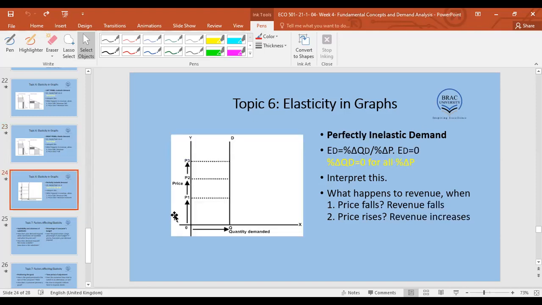This is the demand for insulin. Price goes up, people still buy the same amount. Price goes down, people still buy the same amount. So if you are working in the pharmaceutical industry, and your pharmaceutical company, say Square, is producing an insulin injection, what will you do? Won't you increase the price in order to increase your revenue? Yes, sir. Okay, lovely.